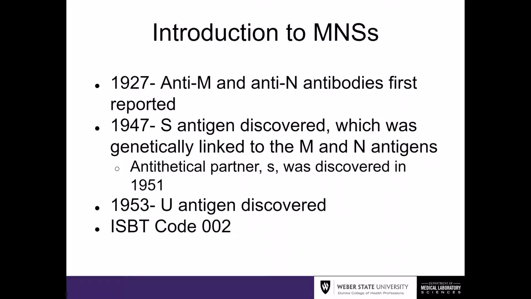Another high-prevalence antigen in this system, U, was discovered in 1953. It was linked to the MNS system due to big S negative, little s negative individuals usually testing as U negative as well. The reason why will become clear when we go over glycophorin B in a couple of slides. The MNS system was designated with ISBT code 002, just after the ABO system, ISBT code 001.